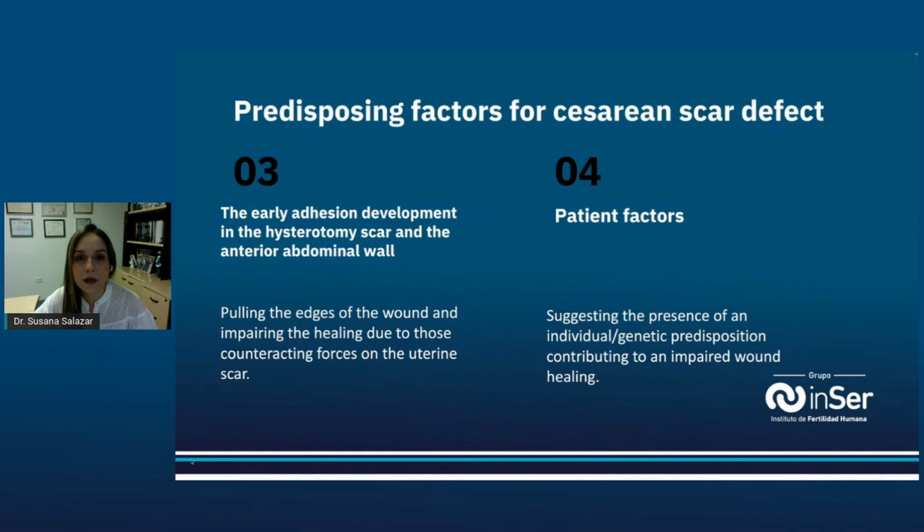The third hypothesis relates to early adhesion development in the hysterotomy scar and the anterior abdominal wall, peeling the edge of a wound and impairing the healing due to those contracting forces on the uterine scar. This mechanism is even more exuberant in a retroflexed uterus, in which those contracting forces are increased, potentially decreasing blood flow to the healing tissues. And fourth, patient factors, suggesting the presence of an individual genetic predisposition contributing to an impaired wound healing.